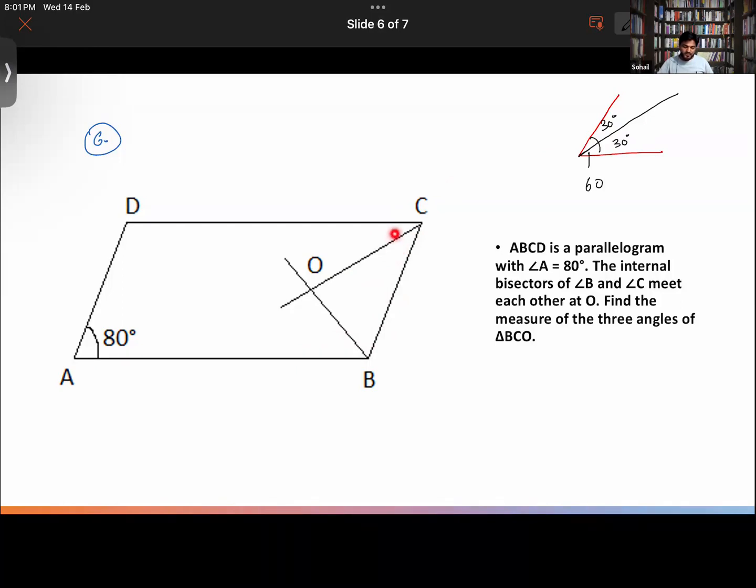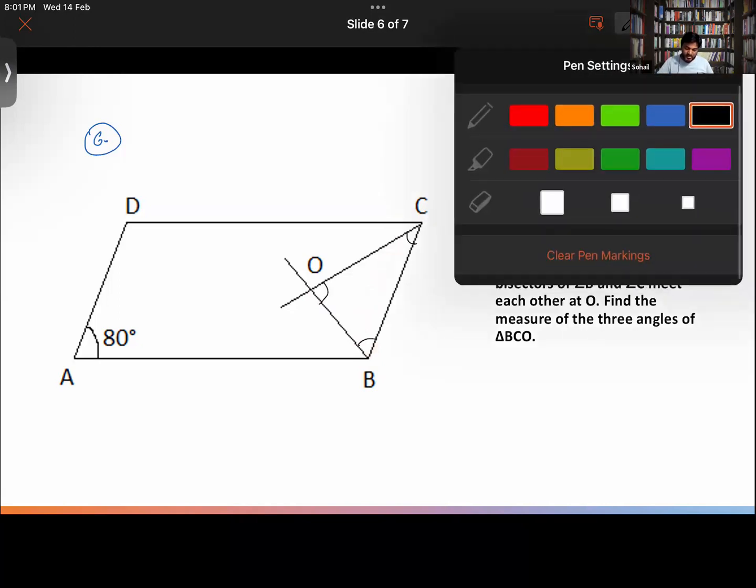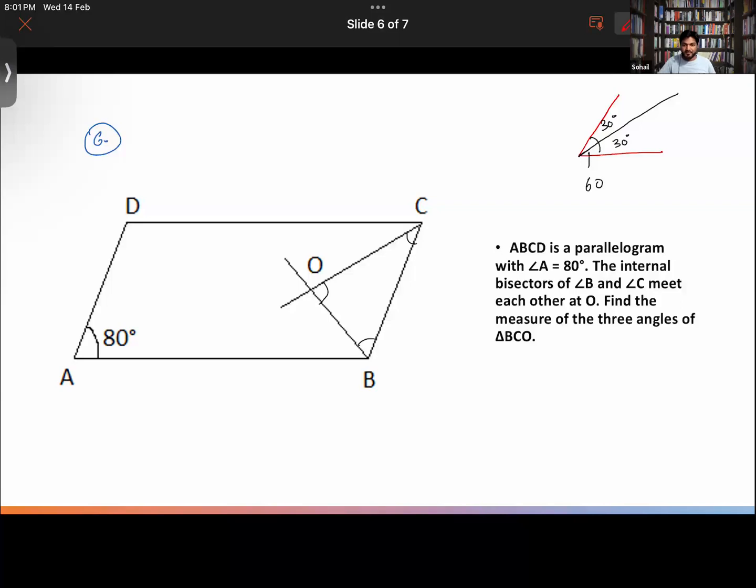Internally the angles are being bisected and they are meeting at point O. So in this one, what you have to find is the measure of the three angles of triangle BCO. What is the measure of this one, this one and this one? Okay, attempt to solve this one. If not, I will help.